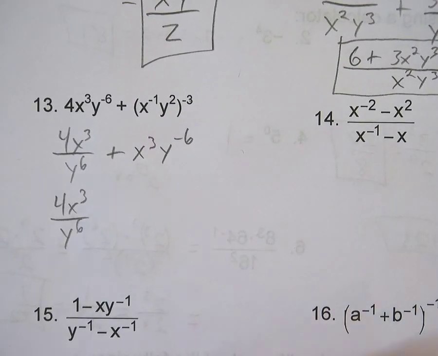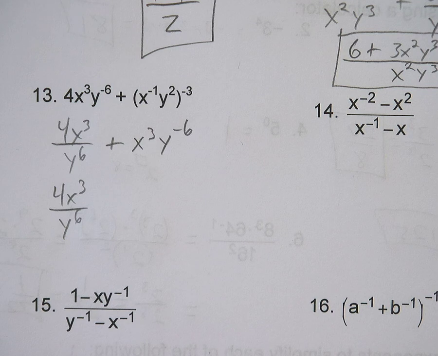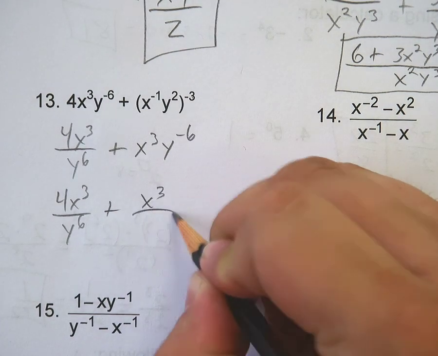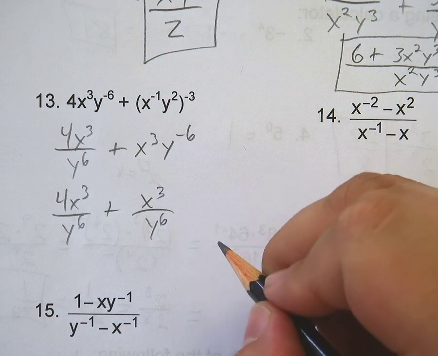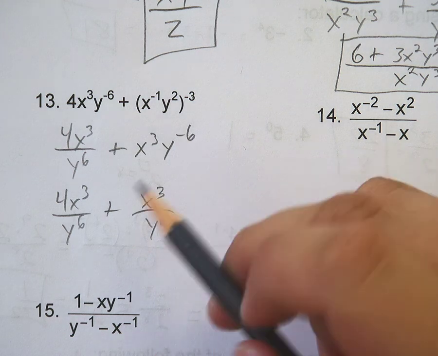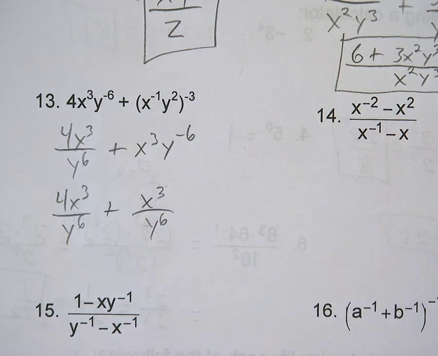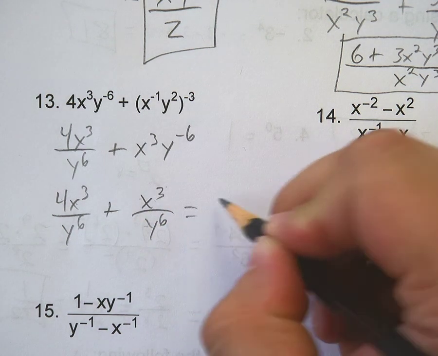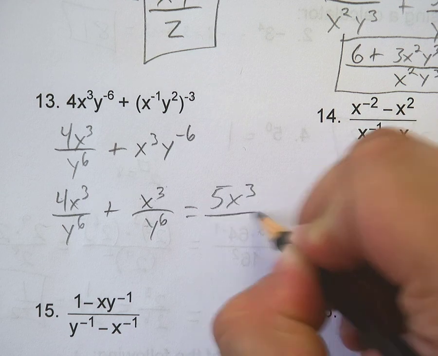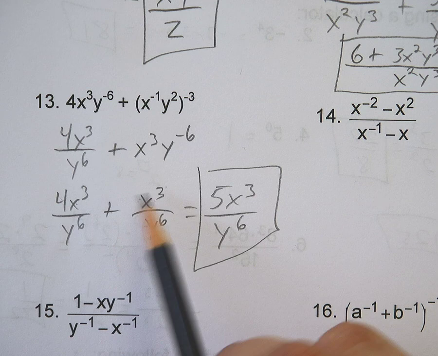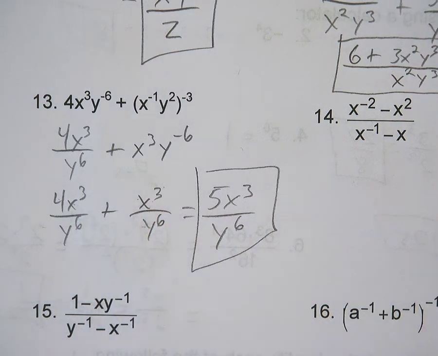Oh my, sorry, got a little out of hand. Press pause, catch up if you need it. Plus x to the third over y to the 6th. I've got 4x to the third plus 1x to the third over the same denominator. Well, that's 5x to the third over y to the 6th. Now, I can only do that because they're both x to the third. They are common terms.